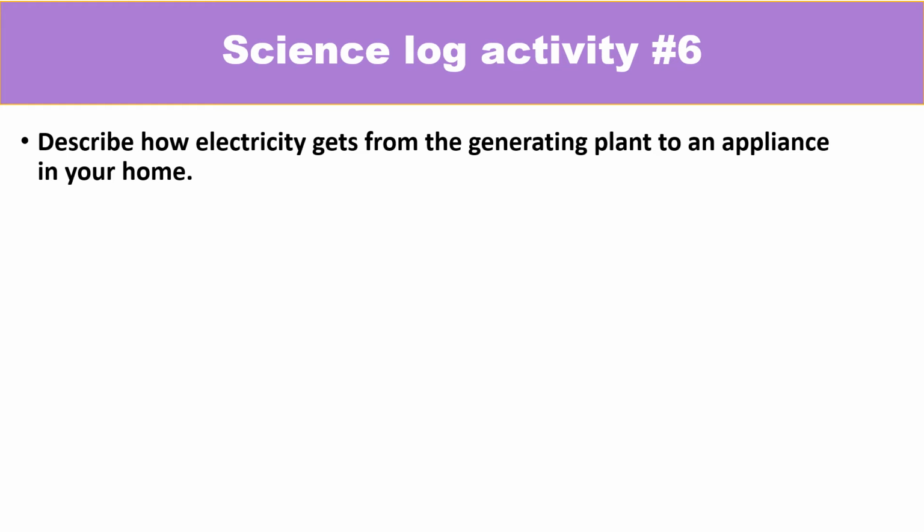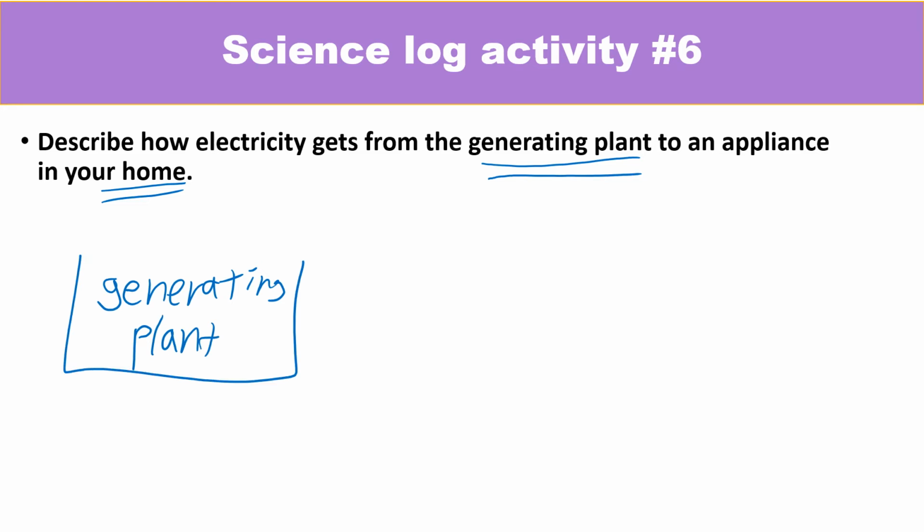Science log activity number 6 is quite important because you need to describe how electricity gets from the generator station or power plant to your home, technically some kind of appliance, let's say a blender in your kitchen, those kinds of things. So let's make a little chart in here. So we have a generating plant. Know the fact that a generating plant has some kind of energy conversion. If you're talking about a water dam, gravitational potential energy to electric energy.